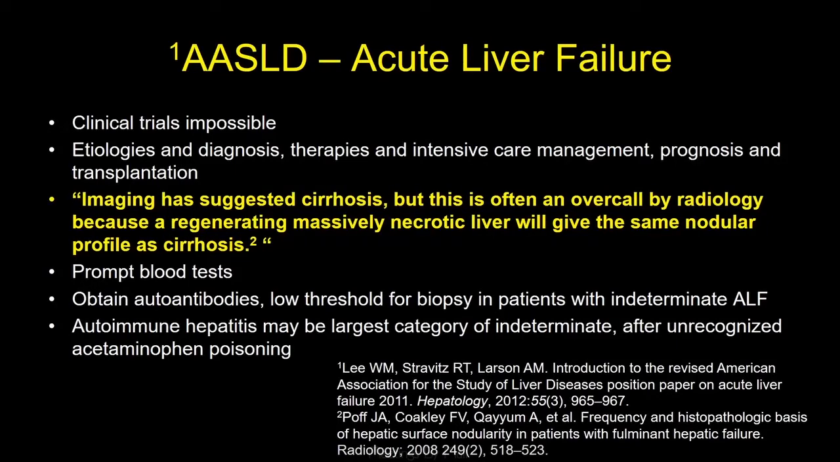Now, autoimmune hepatitis may be the largest category of indeterminate cases of ALF after unrecognized acetaminophen poisoning.